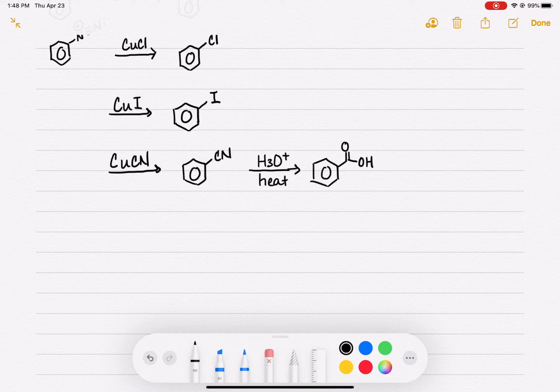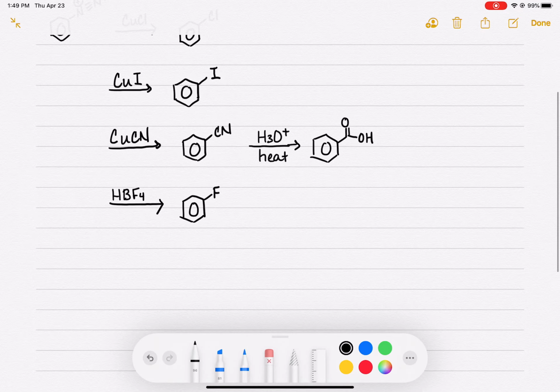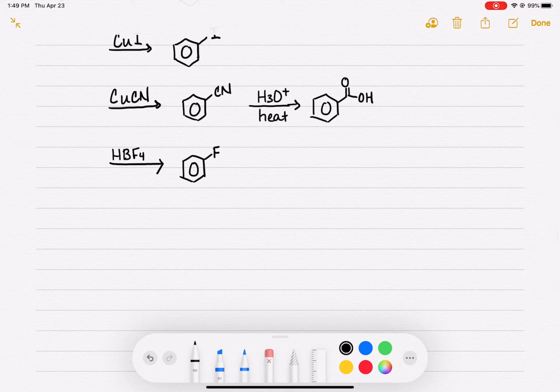oxidation. We can even put a fluorine on the ring, HBF4, which is a crazy reagent, but if you really wanted a fluorine on there, there you go. You can put an OH group on the ring easily with water and a little bit of heat. And so here is how you could make a phenol.